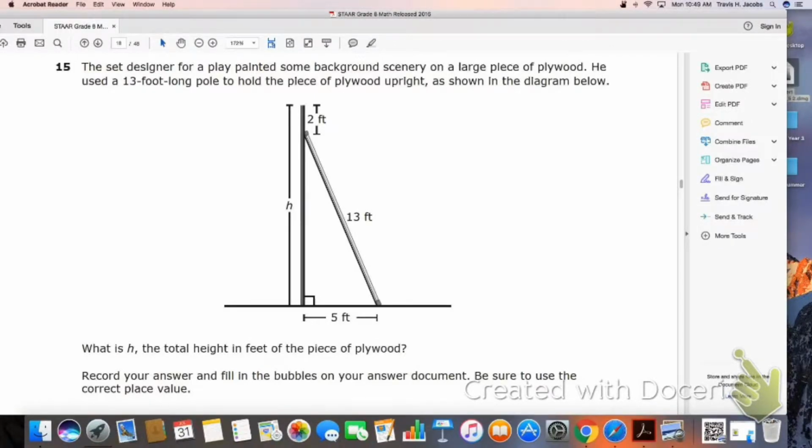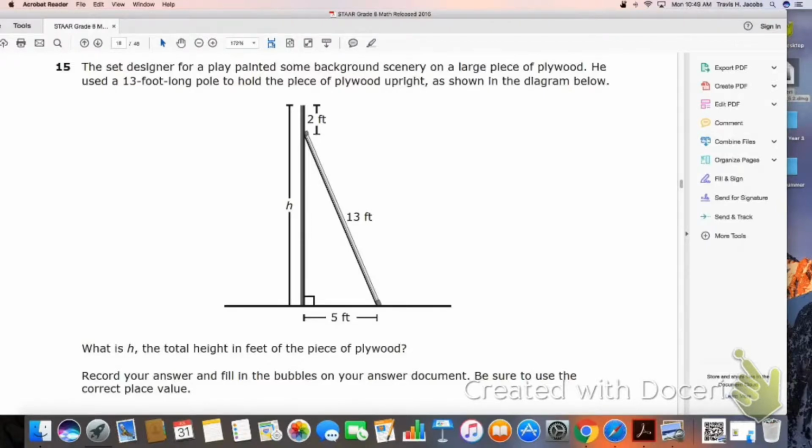Question number 15 on the STAAR test. It says a set designer for a play painted some background scenery on a large piece of plywood. He used a 13-foot long pole to hold the piece of plywood upright as shown in the diagram below. What was the total height, in feet, of the piece of plywood?